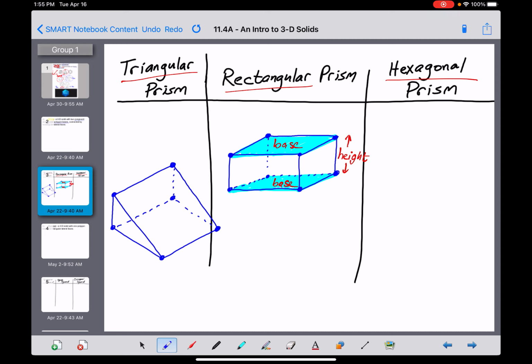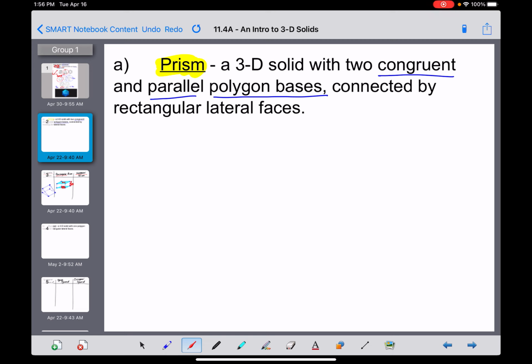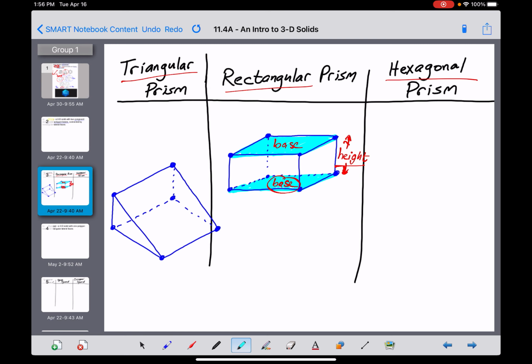Now, the difference between what I would expect a middle schooler to be able to tell me and a high school geometry student to be able to tell me is this. When we hear the word base, we all instinctively think that base has to be on the bottom and that height always needs to run vertically, as this one did. But if I go back to my definition here, a prism is a three-dimensional solid with two congruent and parallel polygon bases. In this case, a middle schooler, don't put this in your notes, guys, might tell me that this rectangle on the bottom is the base.